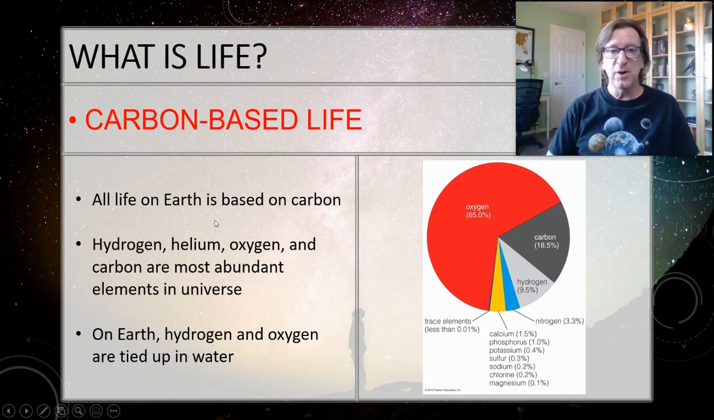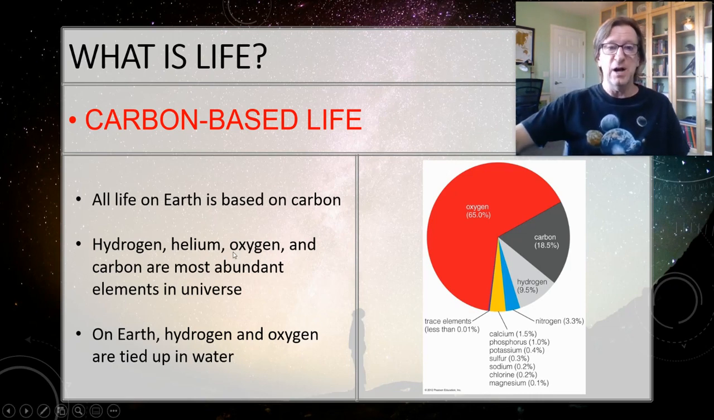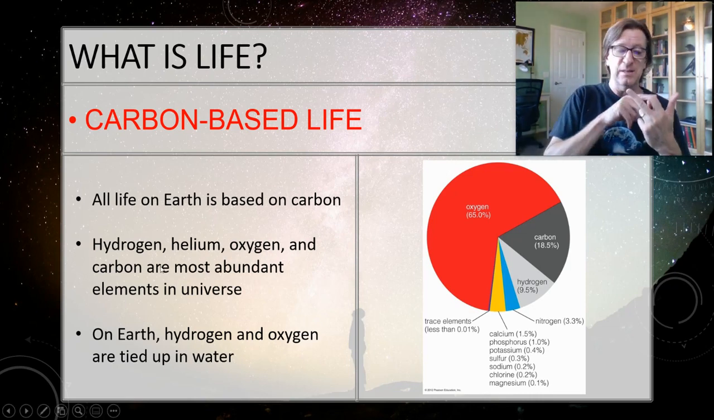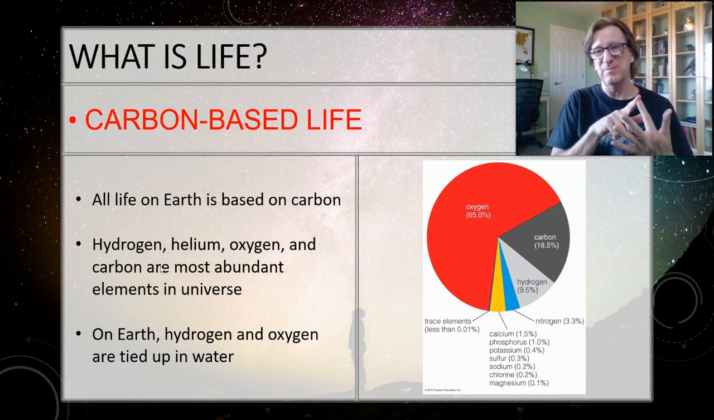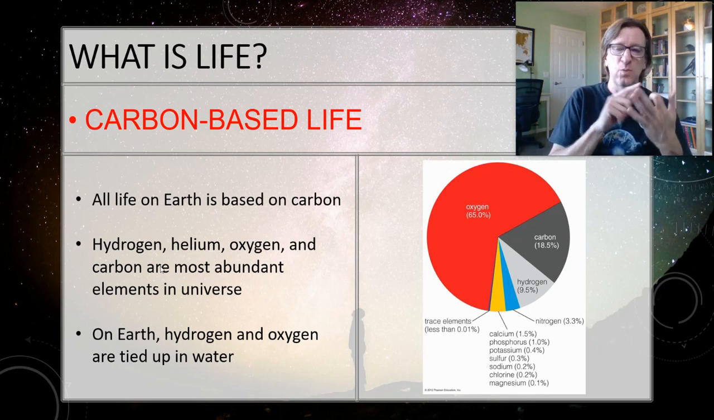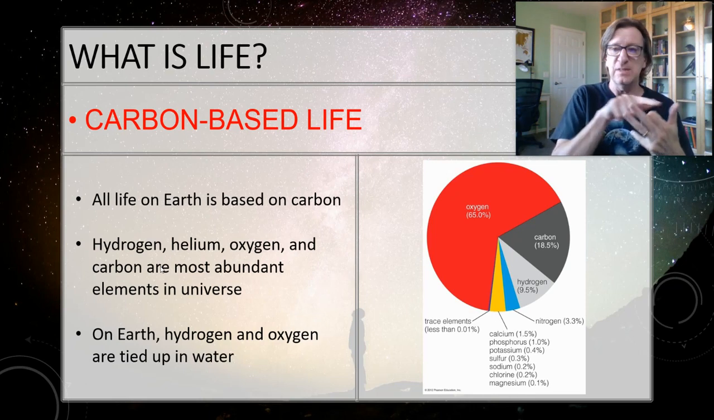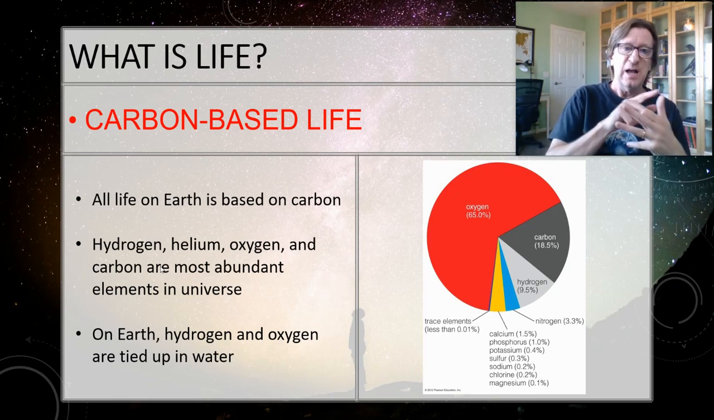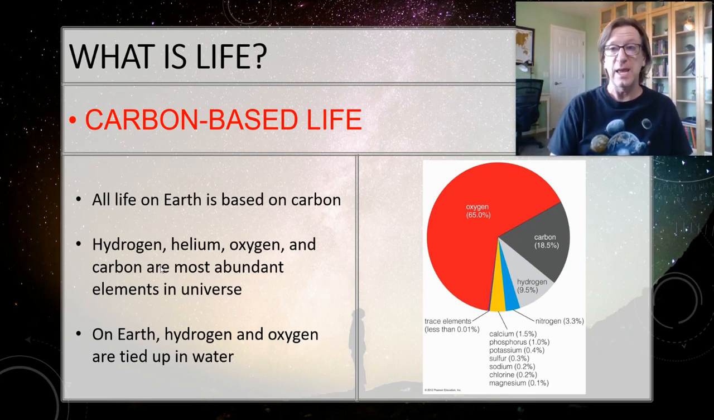So life on our planet is based on carbon. Now, we talked about how carbon is one of the most abundant elements in the universe. Hydrogen, helium, oxygen, and carbon are the most abundant. And we talked about how helium doesn't react with anything, so there's no way that one is going to work for us. But that still leaves these 3 right here. Hydrogen, oxygen, and carbon are the source of all organic molecules, and carbon is the key.